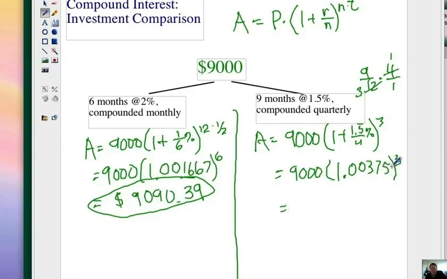So do the exponent part first, 1.00375 to the third power, then multiply by 9,000, and you'll get your result of $9,101.63. All right, so the best deal, if I can be patient, is 9 months at a lower interest rate, compounded quarterly. All right, I hope you did okay.